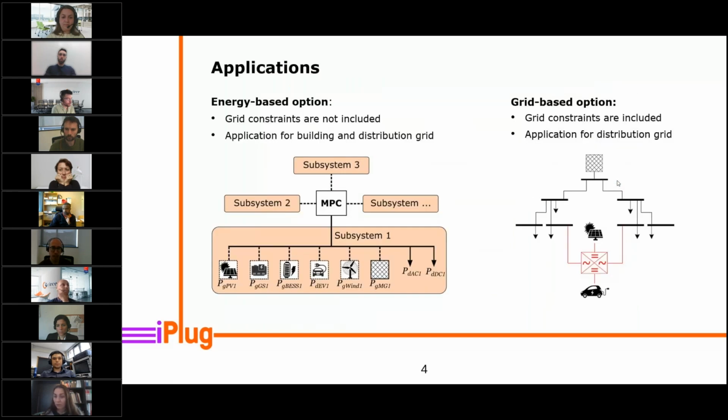And in terms of application, we have two options. Basically, we either do an energy-based option where we simplify the grid, so everything connected to the multiport converter are subsystems, energy nodes, where we interconnect all the resources or components that we want to analyze. But in other cases, we also like to do a more detailed grid in order to consider the overloads or the voltage variations.